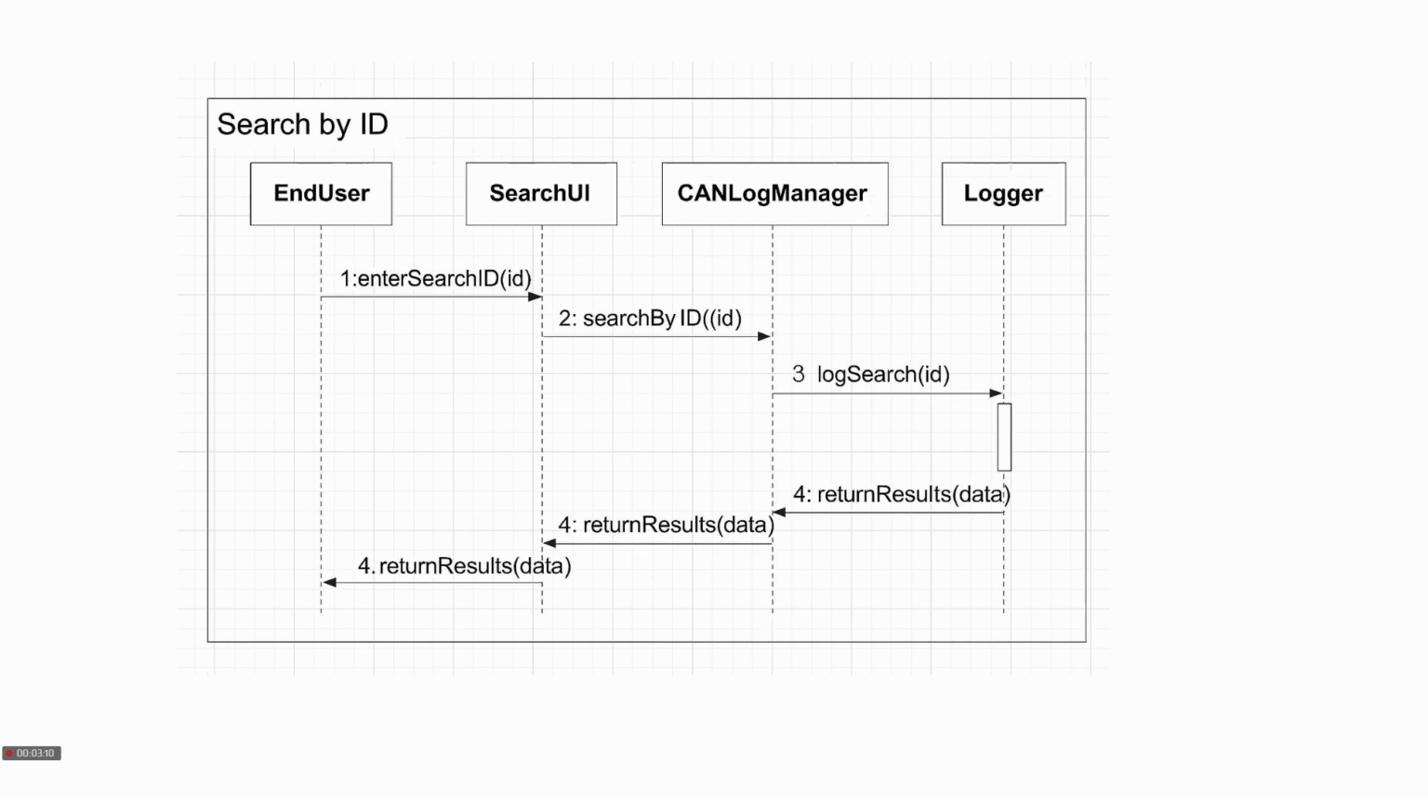Over here we have the search by ID sequence diagram. In this special case, the end user searches for a CAN message by its own message ID. The search UI processes the input and queries the CAN log manager, which interacts with the logger to retrieve matching entries with those that are being inputted. These results are returned and then shown to the user. Now, this flow helps in diagnosing issues or tracking down specific events quickly and intuitively with just a simple search.